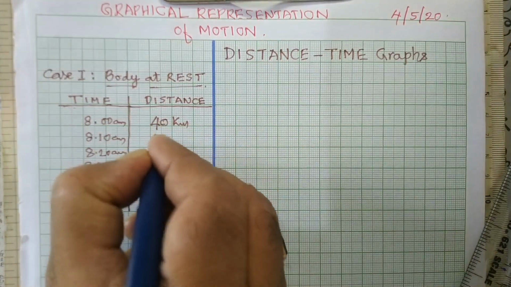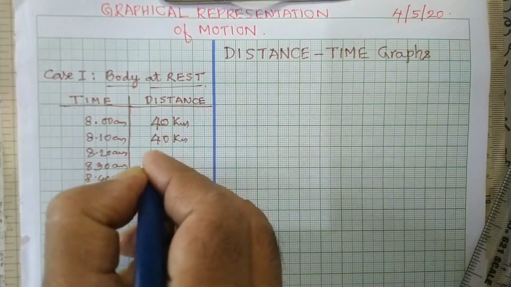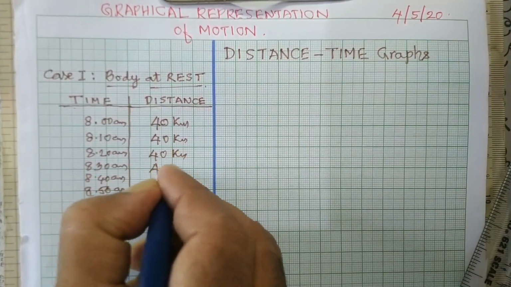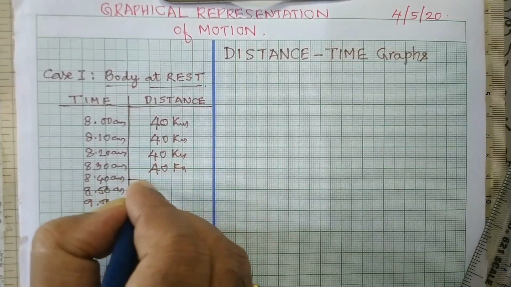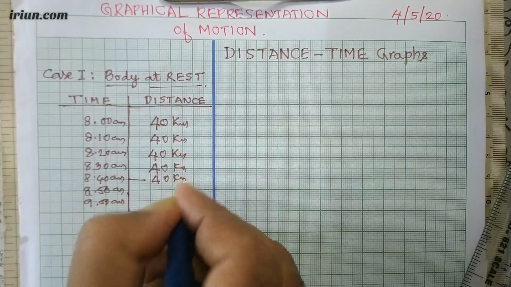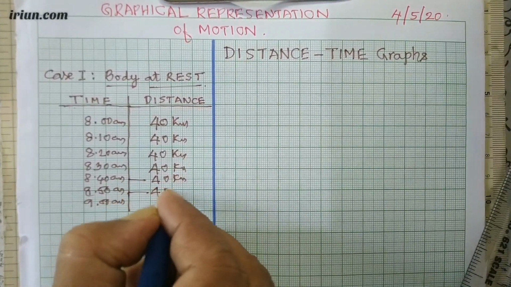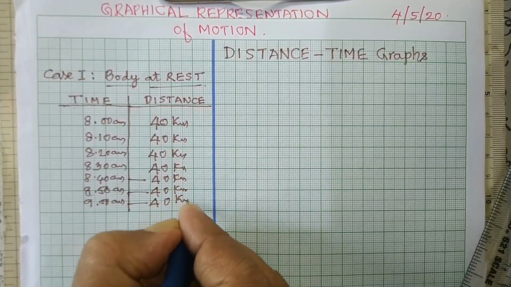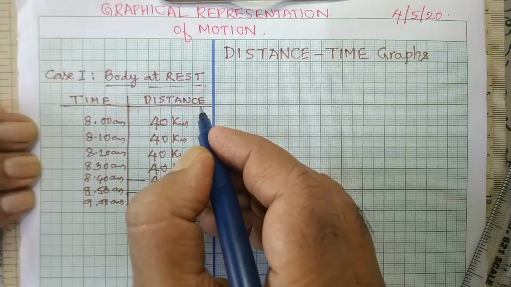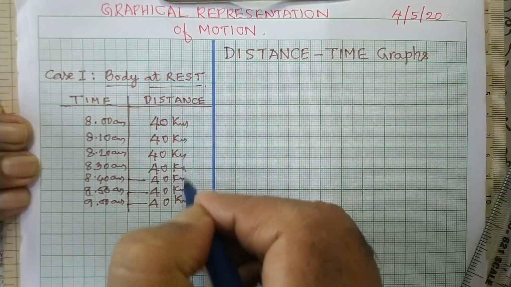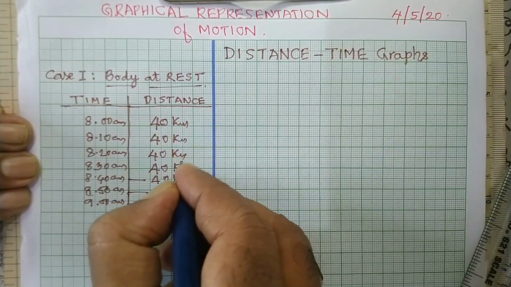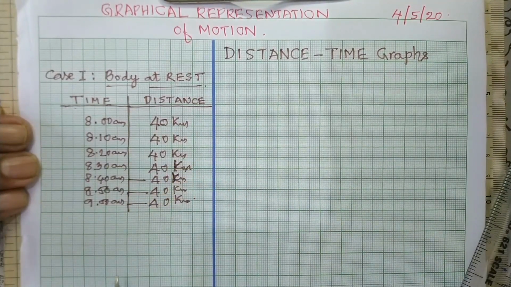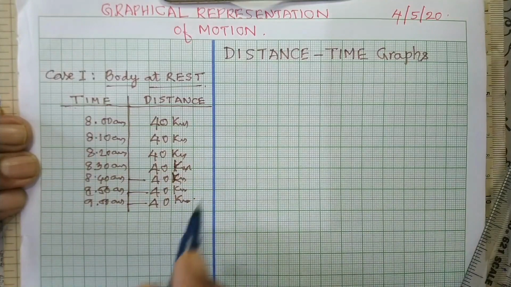Then at 8:10 also it is 40 kilometer. Then 8:20 a.m. 40 kilometer. Then 8:30 a.m. 40 kilometer. 8:40 a.m. 40 kilometer. 8:50 a.m. also 40 kilometer. 9 a.m. also 40 kilometer. Observe carefully, this is the distance. Therefore, you have to write the unit kilometer only, not kilometer per hour, you have to remember. It is kilometer. So, this is the rest we are talking about.